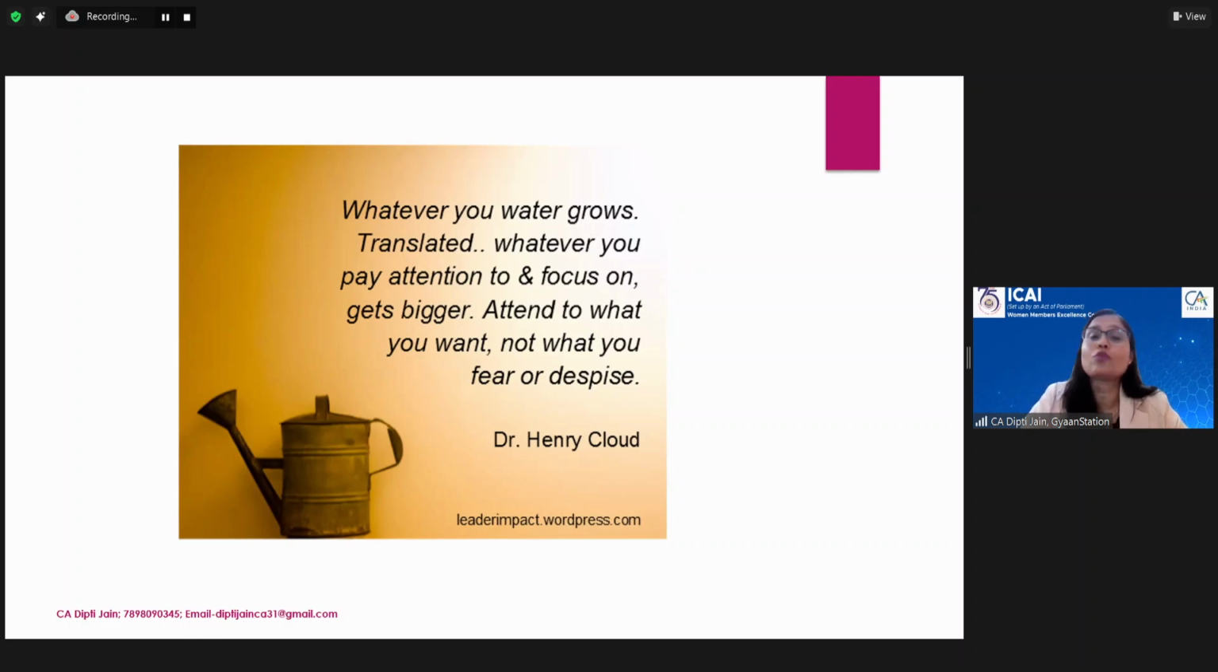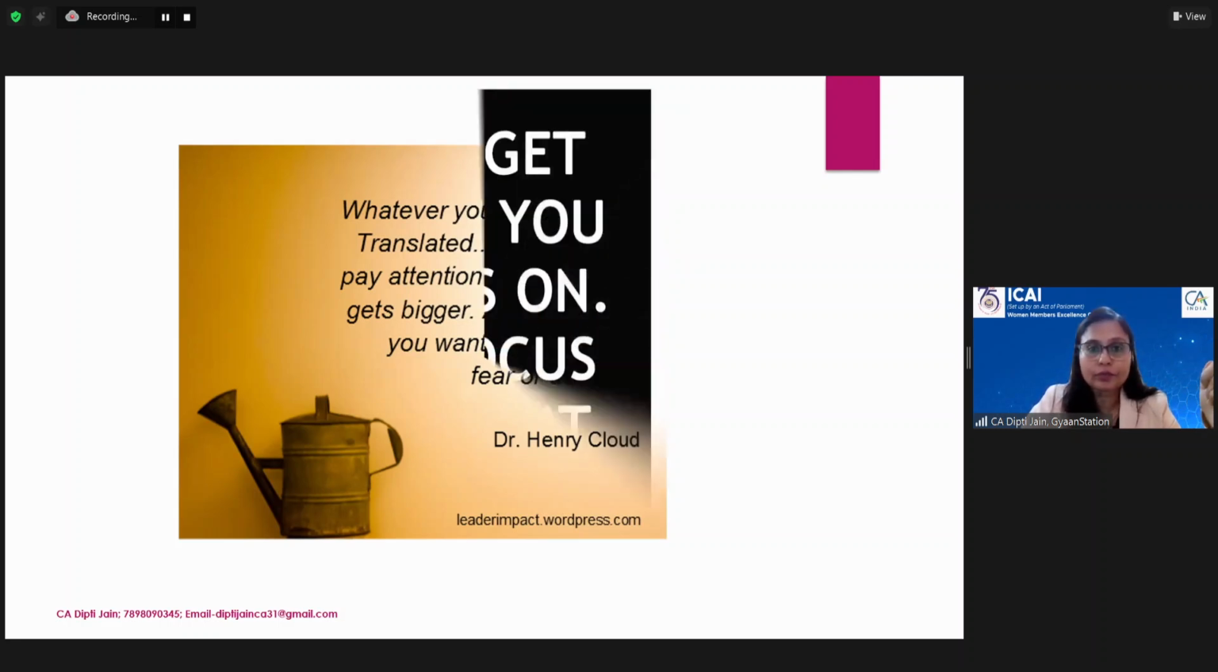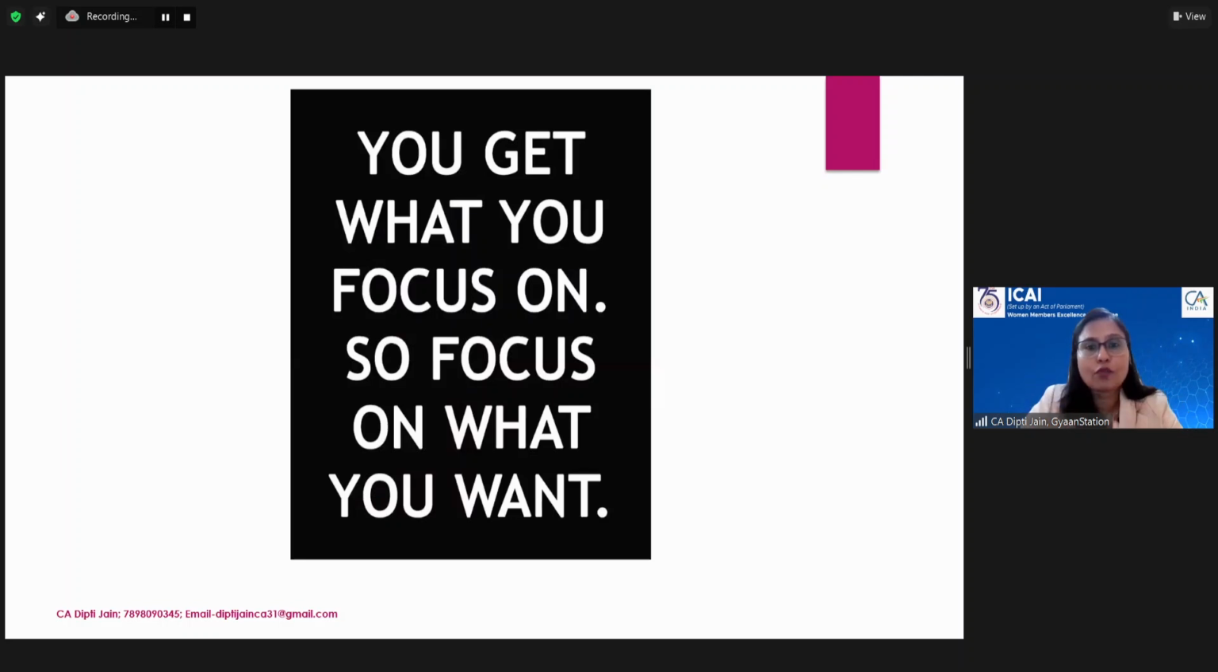So it's very important to focus on good things, on what we want our life to become bigger and better with. Focus on our goals, targets. Focus on this target. Stop using your mind on whether this will happen or not, whether it's practical or not. Better focus on this. Better focus on that. Next, you get what you focus on. So focus on what you want. Very simple. Life is very simple. If you follow this funda, 70% of problems will go out of life.